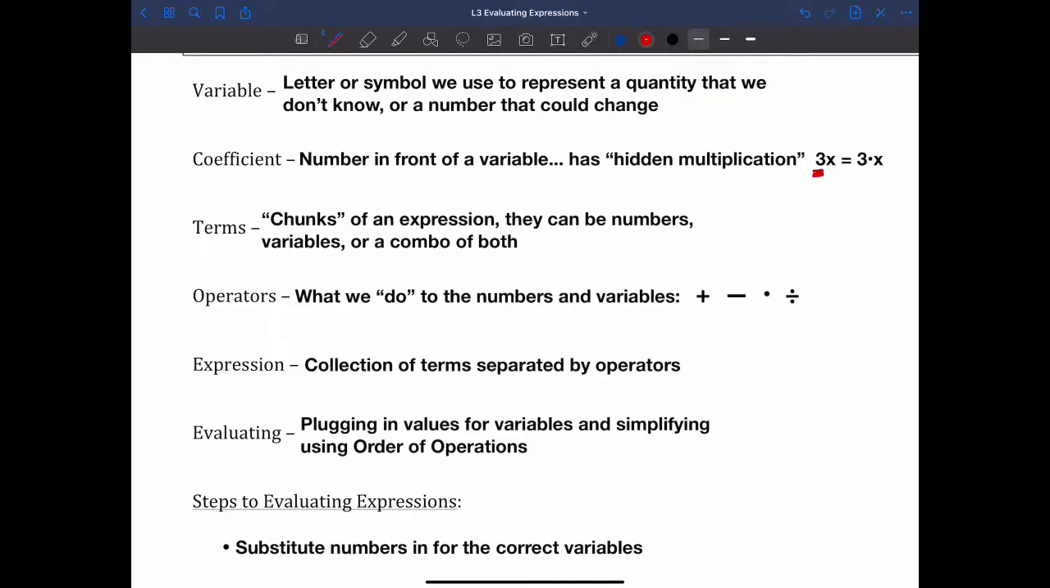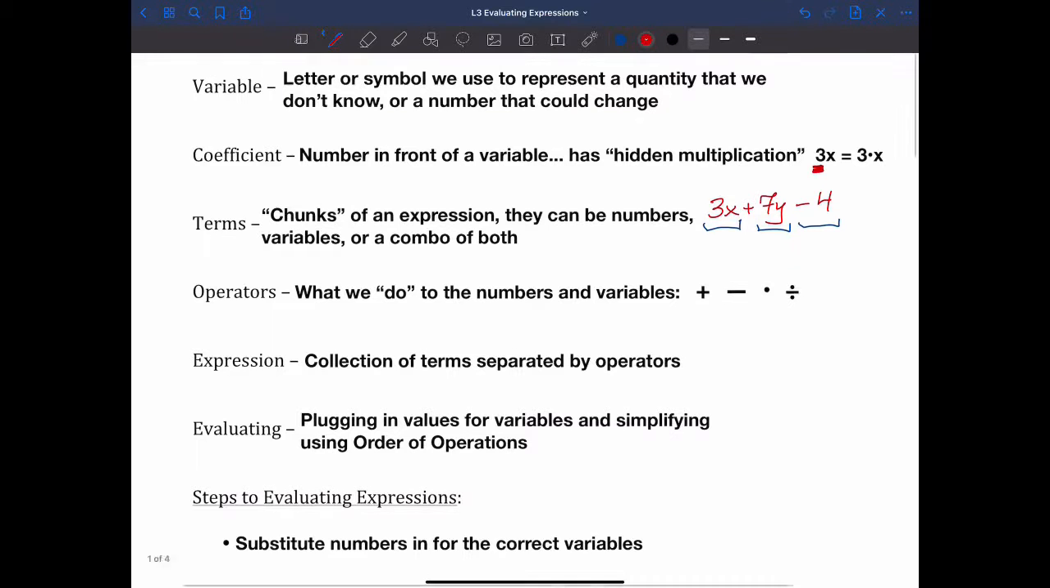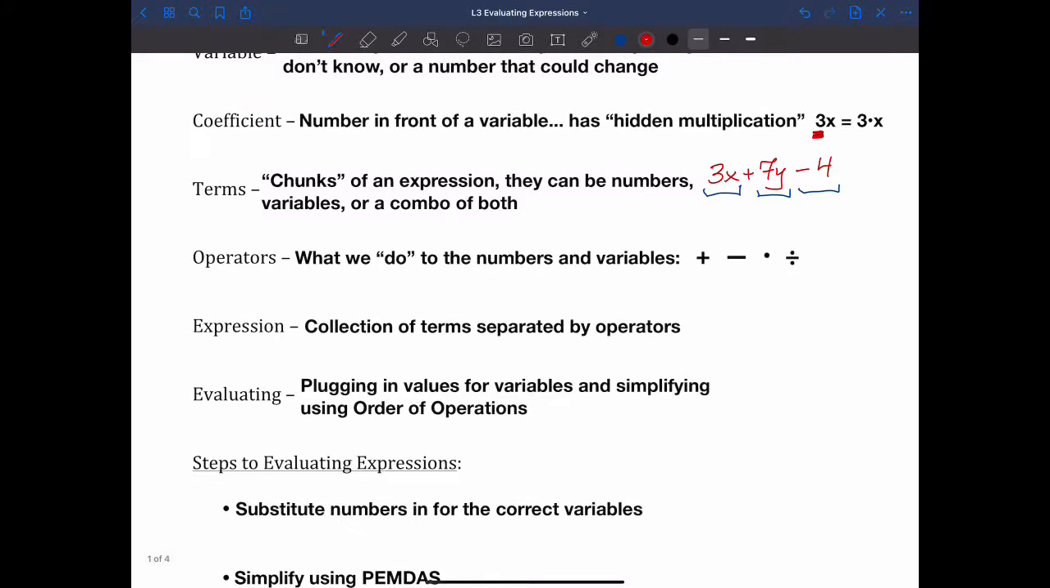When we're talking about terms, they're the chunks of an expression. They can be numbers, variables, or a combination of both. So if I had 3x plus 7y minus 4, then the terms are 3x, 7y, and negative 4. They're all the different pieces that are separated by these things called operators. Operators are what we do to the numbers and variables. Your common ones are addition, subtraction, multiplication, and division. So again, terms are separated by operators.